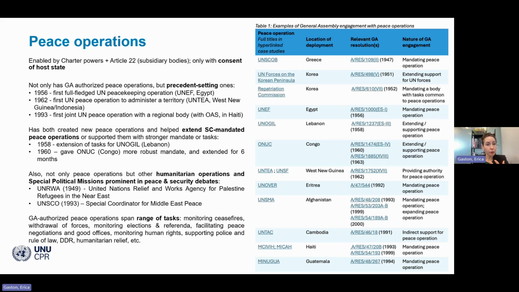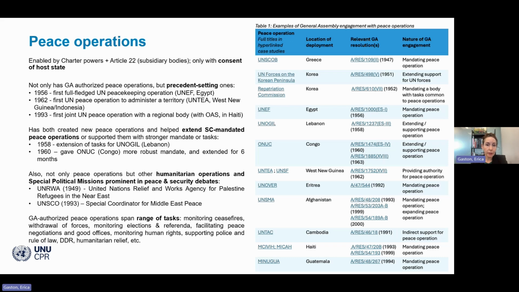So there's cases where you see these examples of cooperation between the Security Council and the General Assembly on supporting peace operations as the situation demands. Also interesting to note, not only peace operations, but also humanitarian operations and special political missions, including some of those that have been very prominent in recent peace and security debates.